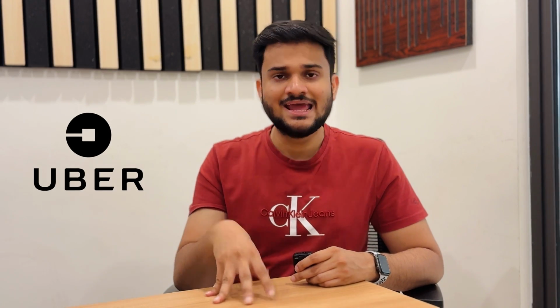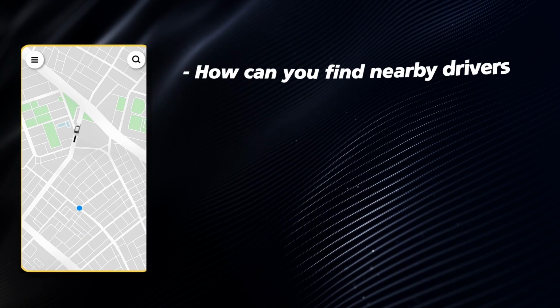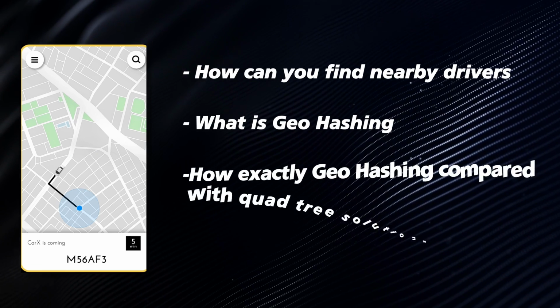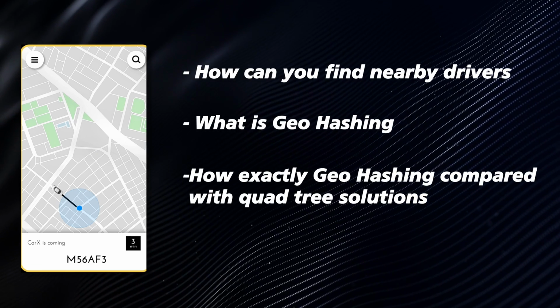We are having so many advanced projects, including the Uber project, in which we are going to try to identify how exactly different problems in Uber-like systems actually work. For example, how can you find nearby drivers? What is GeoHashing? How exactly is GeoHashing compared with quad tree based solutions and whatnot? So you can go through the complete syllabus end to end. I have made a dedicated video around the complete syllabus walkthrough. You can go through that.